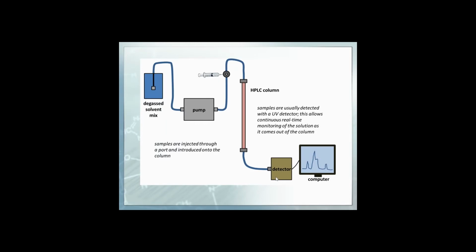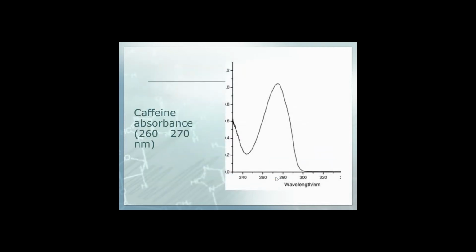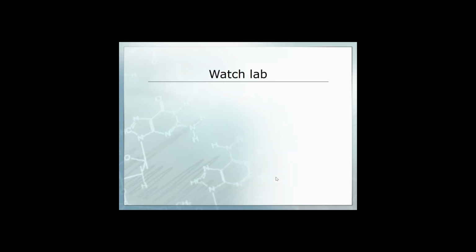Then with your computer reader, this is where we get our beautiful peak, and we can get the area under the graph and the retention time. And this is how we can work out the unknown concentrations. But before you can do any more, you need to know which particular wavelength the caffeine absorbs at. So for us, we'd be setting our detector at between 260 to 270 nanometers.